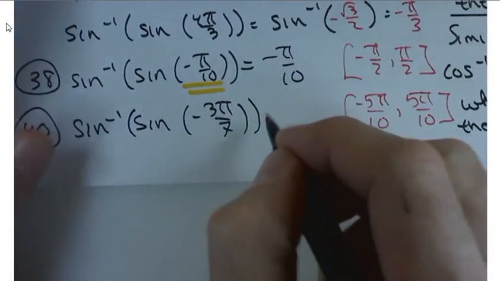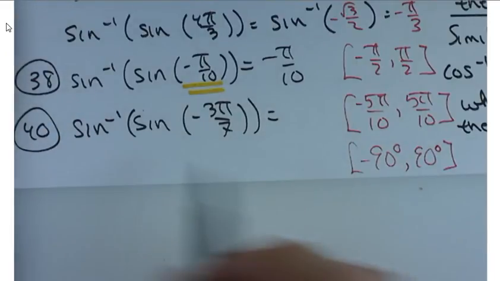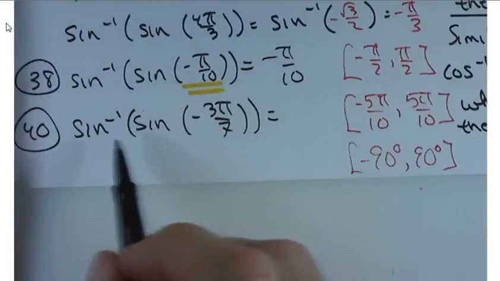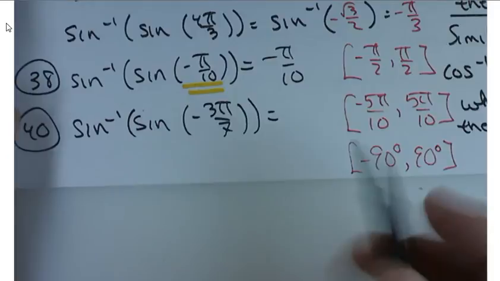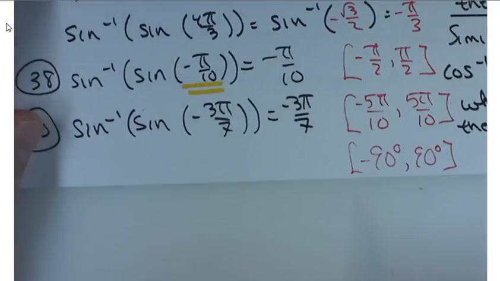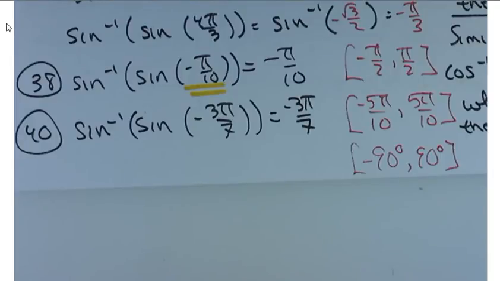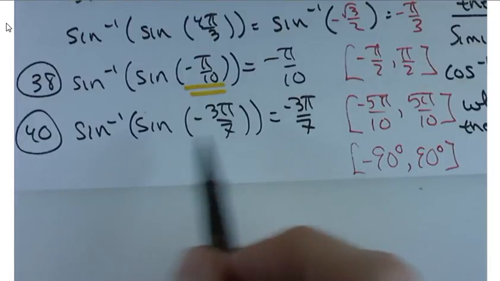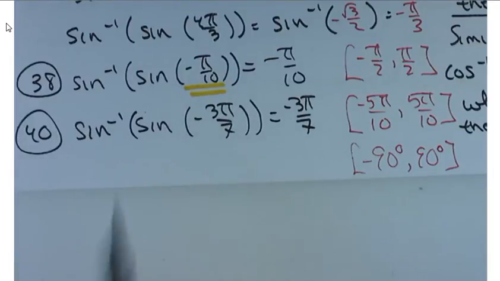So then the answer would just be negative 3 pi over 7. Exactly. Since this falls in the range, then the answer is simply negative 3 pi over 7. So we're pretty much just checking that it's falling in the range. You're checking to make sure that this number is in this range.